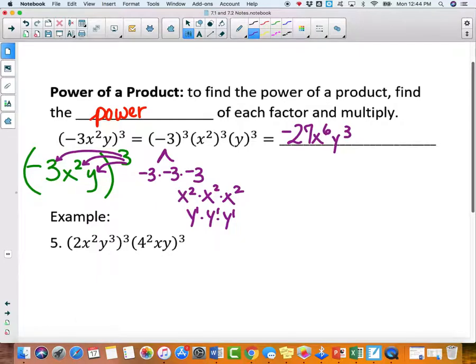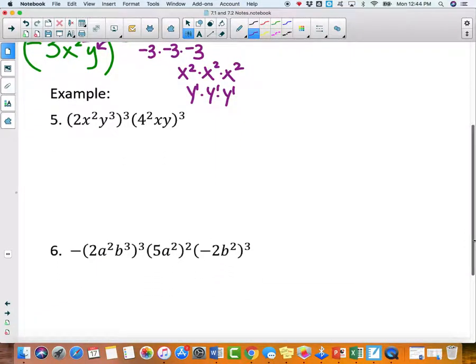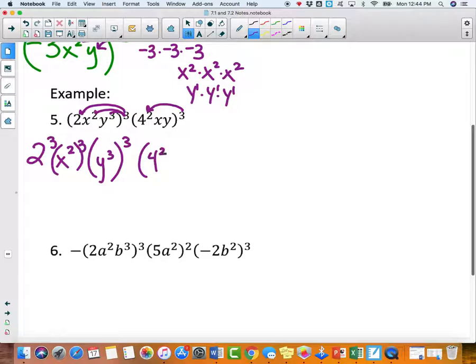So we have one example, I think, for this, possibly two. So let's look at this first one. I'm going to distribute this power. Remember, I'm going to distribute it to every term using multiplication. So 2 to the third power, x to the second power cubed, y to the third power cubed, and then I have 4 squared raised to the third power, x to the third, and y to the third.